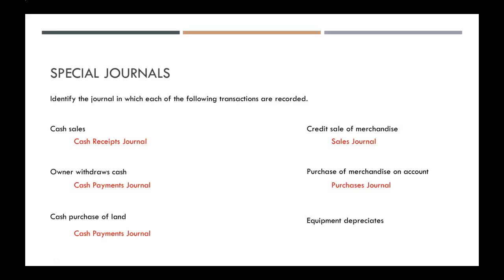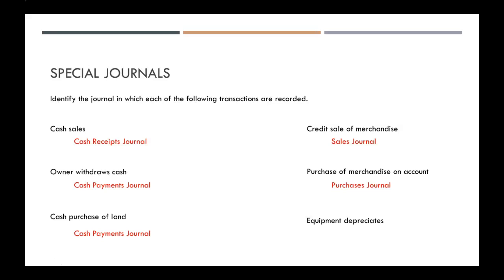Our last one here, equipment depreciates. So we ask ourselves, is cash involved? The answer is no, right? The journal entry, whenever equipment depreciated, was a debit to our depreciation expense and a credit to our accumulated depreciation. There is no cash there. So we can eliminate cash receipts and cash payments.